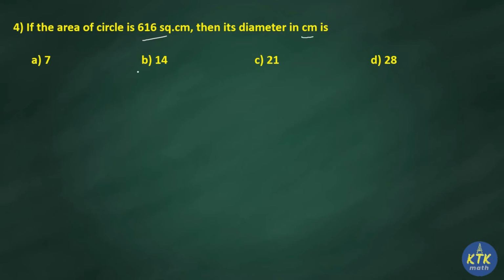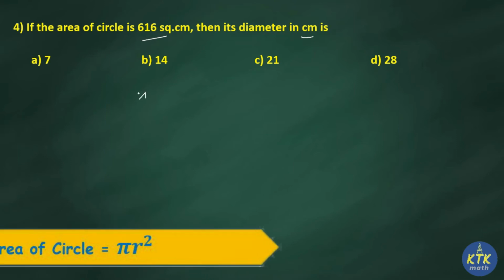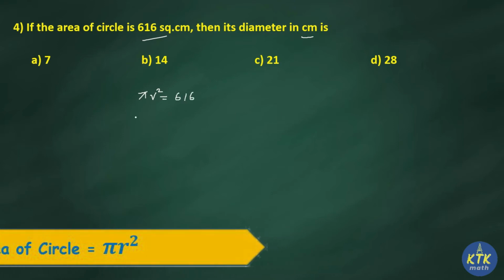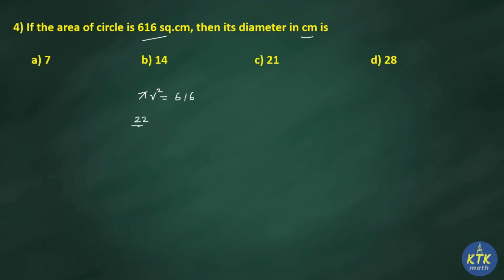Okay, so area of circle is given. So what is the formula we know? Area of circle is pi r square. So pi r square is 616. Just start substituting the values. 22 by 7 into r square is equal to 616. So from r square we can find the radius, and from the radius we can find the diameter. So first we can find the radius from the formula.